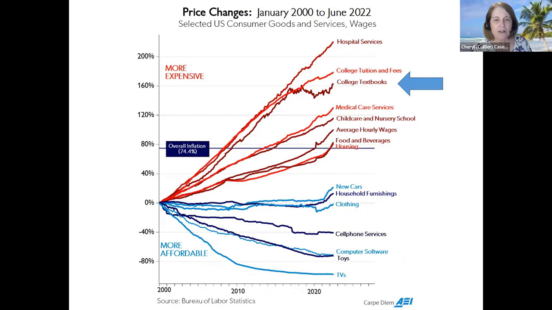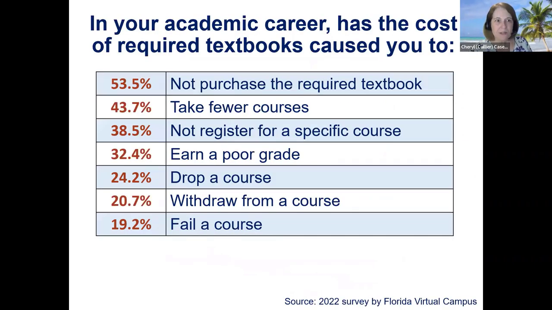You can see from this chart that the little squiggle for college textbooks leveled off after years of sharp increases, but now it's starting to creep back up again, which is concerning. And these sobering percentages from a big survey in Florida, but replicated across the US, show the negative impacts of high textbook costs. We clearly don't want to see lower grades or graduation delays due to dropped and failed courses.